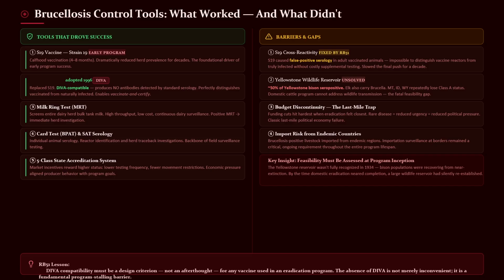The Greater Yellowstone ecosystem is one of the most ecologically intact temperate ecosystems in the world. It's home to about 5,000 free-ranging American bison and hundreds of thousands of elk. It is also, for our purposes, a massive uncontrolled reservoir of Brucella abortus, and it is the reason the U.S. cannot complete its brucellosis eradication program. Seroprevalence in Yellowstone bison can reach 40 to 60% in some herds. That's not a small problem you can manage around the edges.